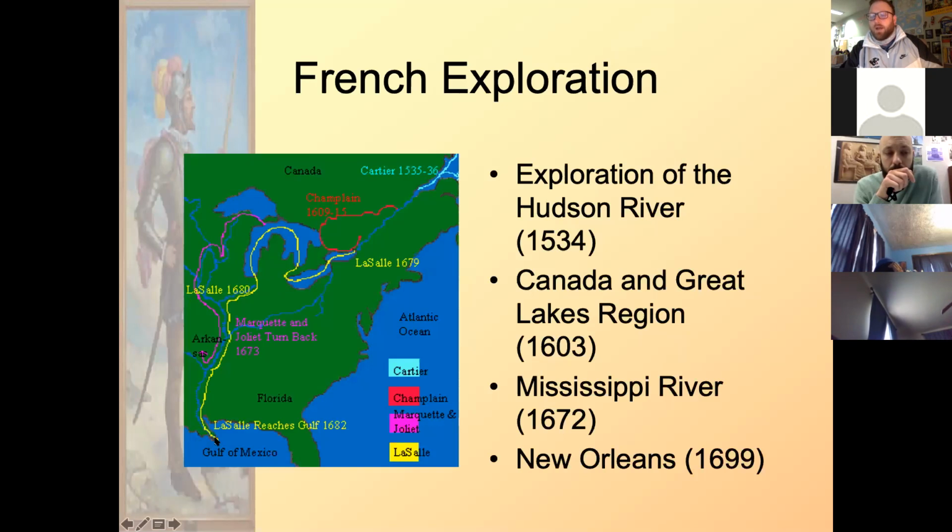And if they got to the bottom of it where it emptied into the Gulf of Mexico, they called it New Orleans. Orleans is a major city in France, and New Orleans was kind of like New Mexico. And that's kind of why you have a lot of French influence there today. And obviously the French would control the interior of North America.